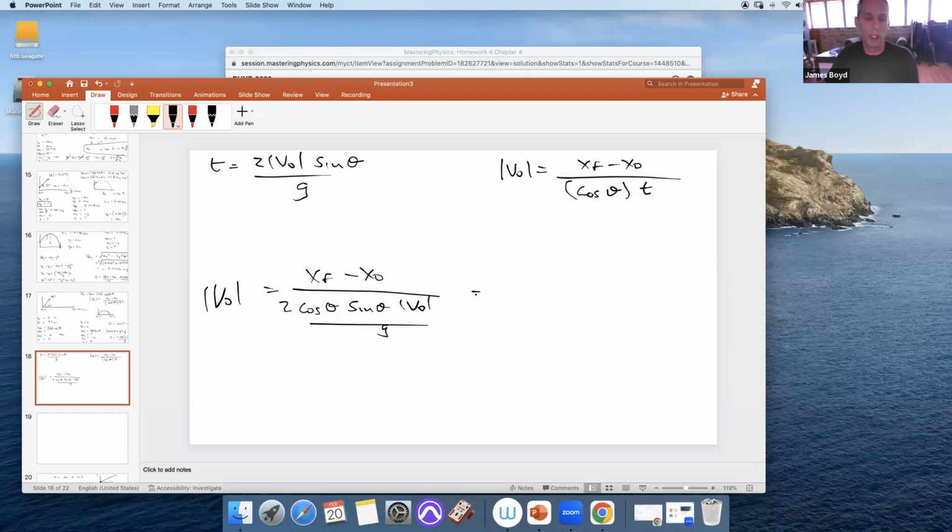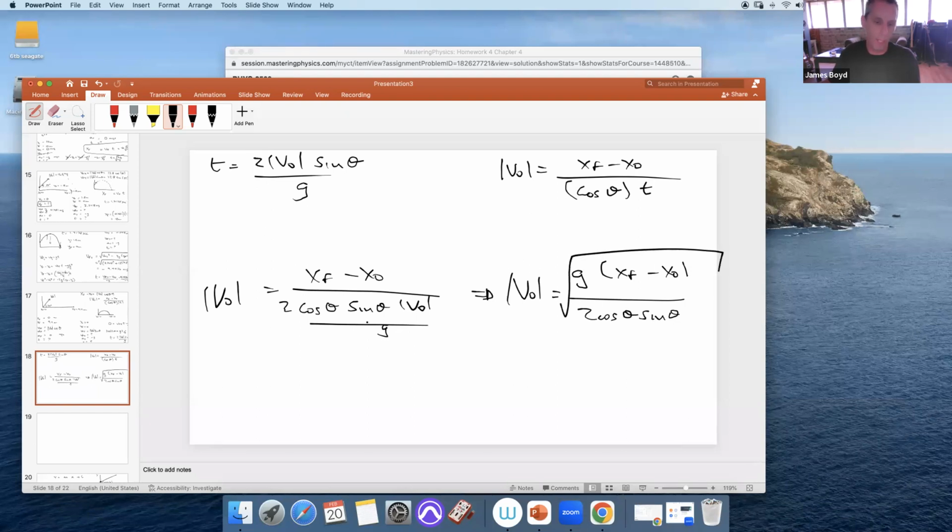Or rewriting this, multiply through, you get G times X final minus X initial over 2 cos theta sine theta. The V naught goes up, so this would be V naught squared. So take the square root. So that turns into that. One other thing we can do is 2 cos theta sine theta is actually sine of 2 theta if you want to do that. I personally don't.